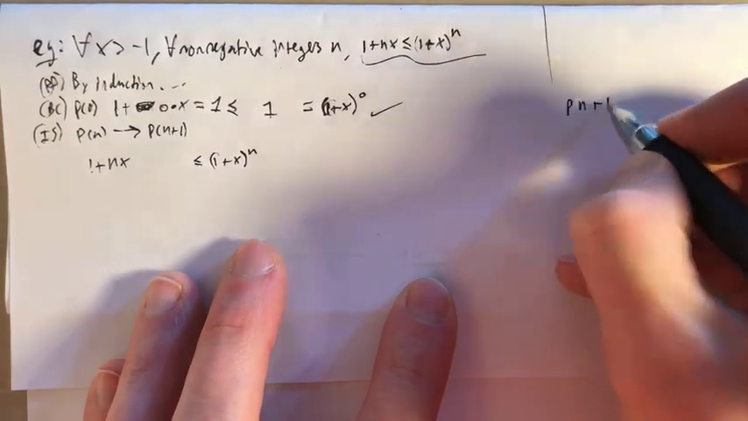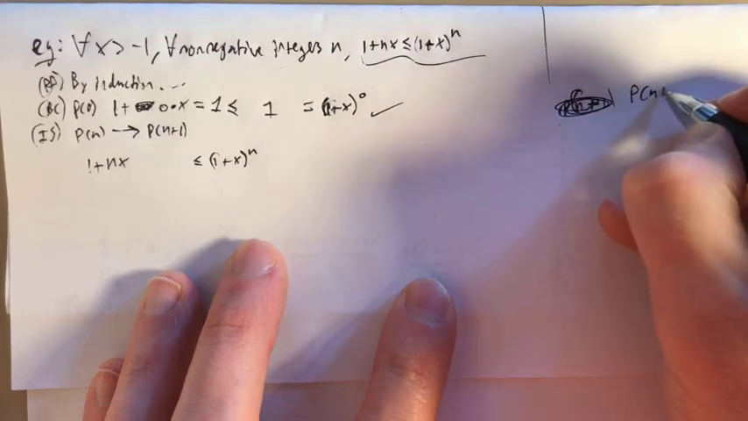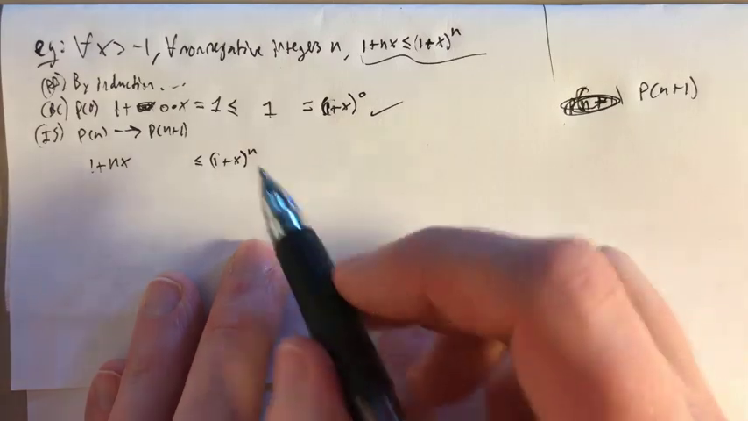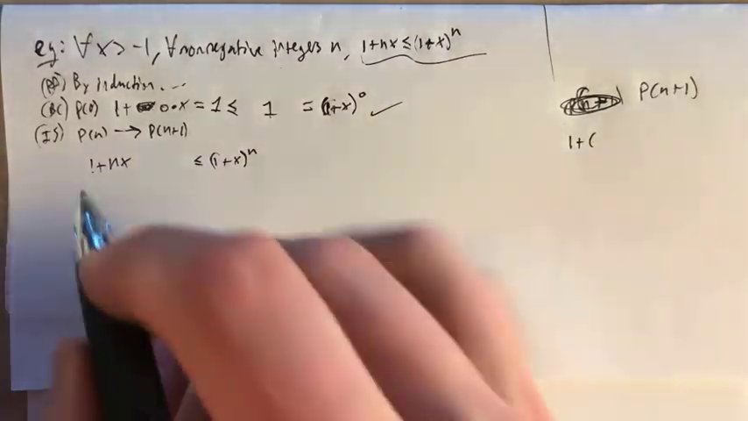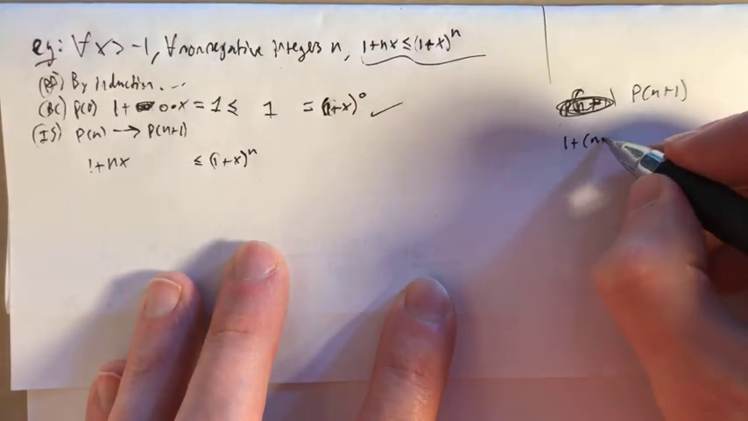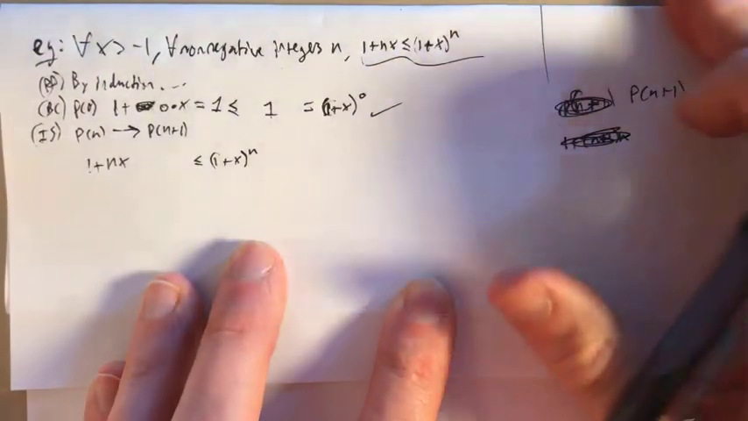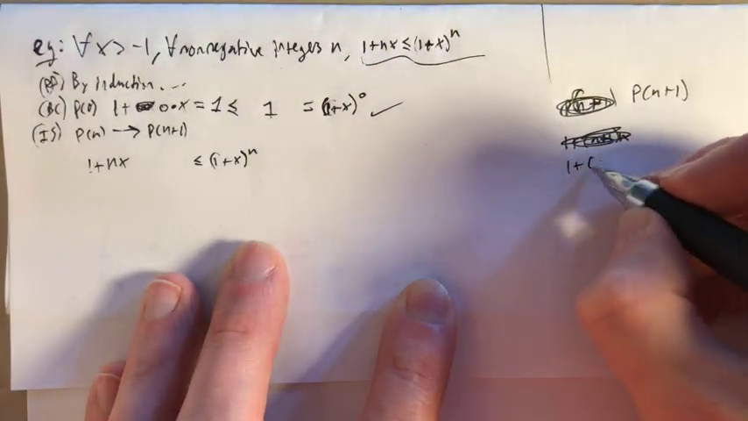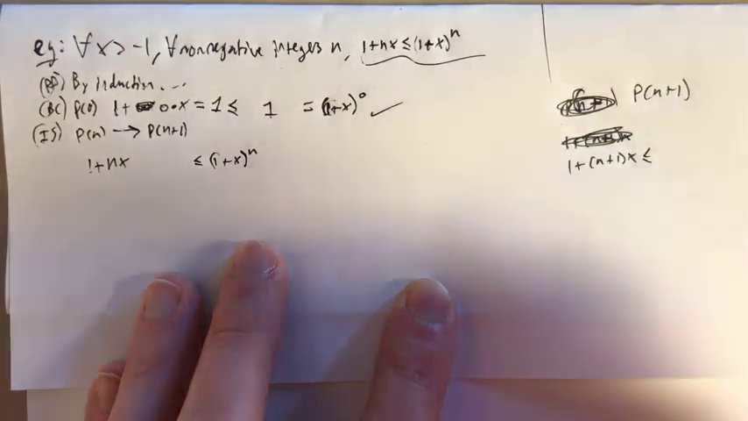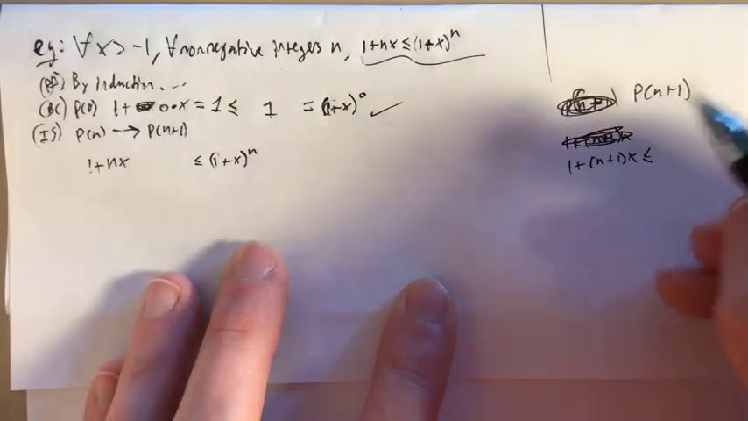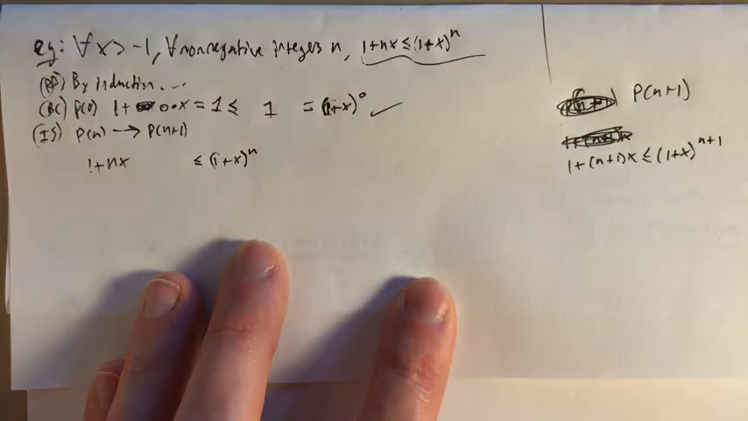P(n+1) is my goal, and it is going to be this exact same statement, but for n plus 1. So this is 1 plus, I replace my n by n plus 1, so 1 plus (n+1) times x. And I want that to be less than or equal to this statement where n is replaced by n plus 1: (1 plus x) to the n+1. This is my goal.